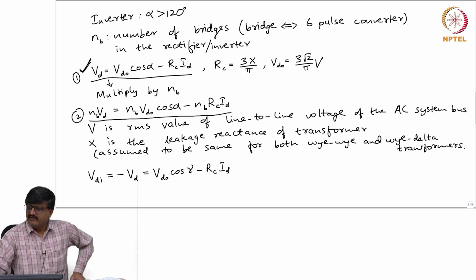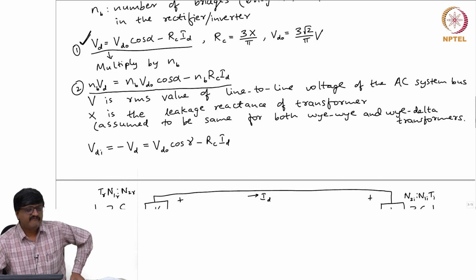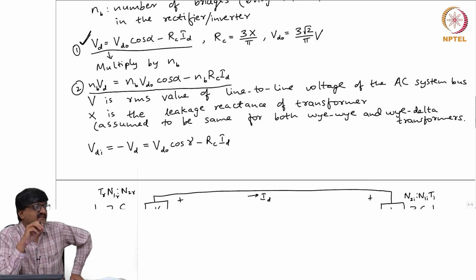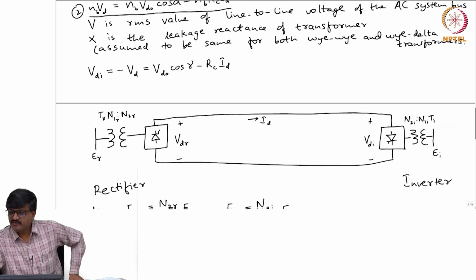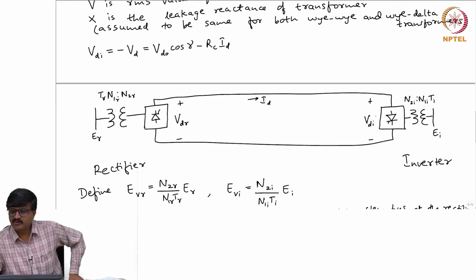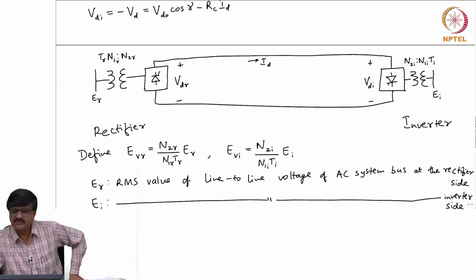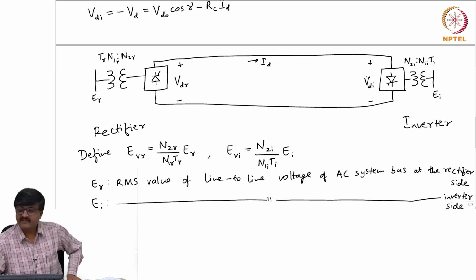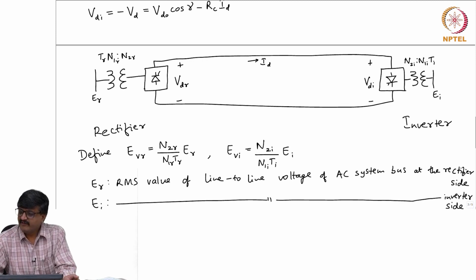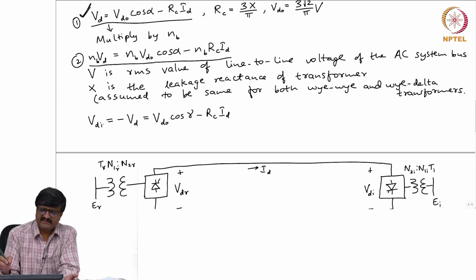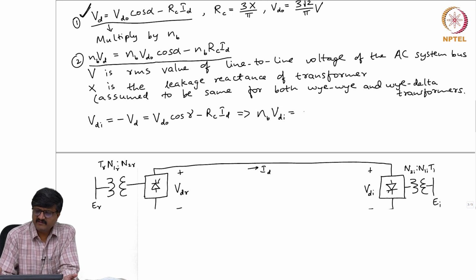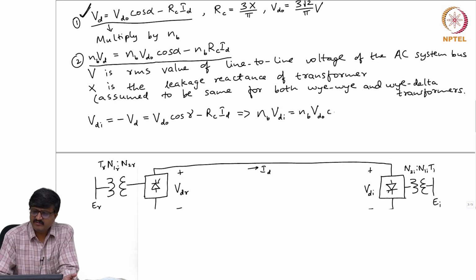Now, when it comes to the inverter, VD is negative, VDI is positive. What I have shown here, VDI in this figure, is not the usual VD, it is the negative of VD when it comes to the inverter. So VDI is the negative of the usual DC voltage that we considered for the 6 pulse LCC. If I do similar manipulations, again multiplying this by NB, I get NB VDI is equal to NB VDO cos gamma minus RCID into NB.